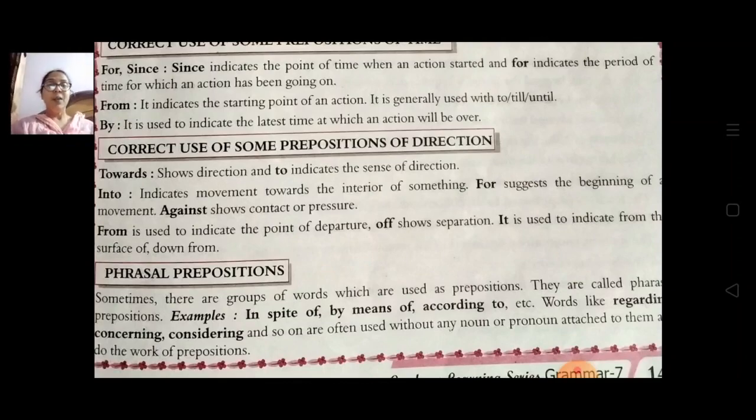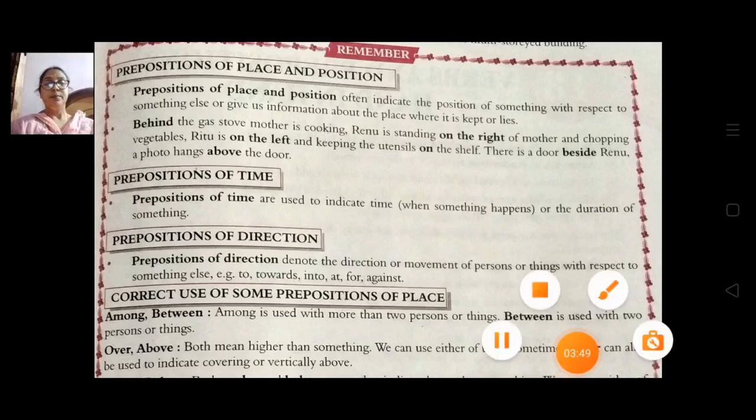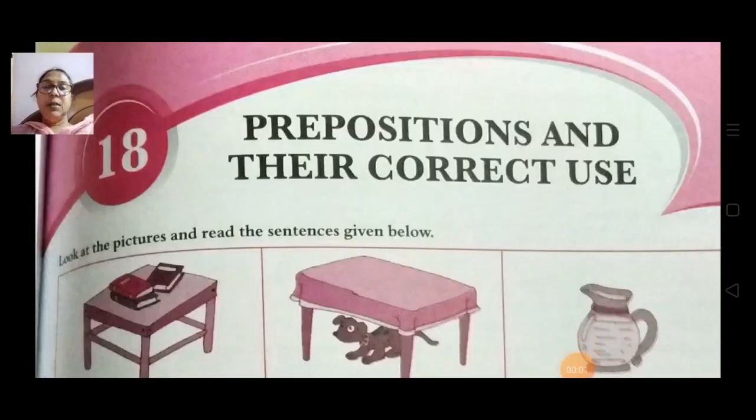So we have revised this concept once again, and just keep in your mind all the rules and all the types of preposition, because these are very important for you. After revision of the concept of preposition, we are going to solve the exercises which you can find in chapter number 18, prepositions and their correct use. So let's start solving the exercise.